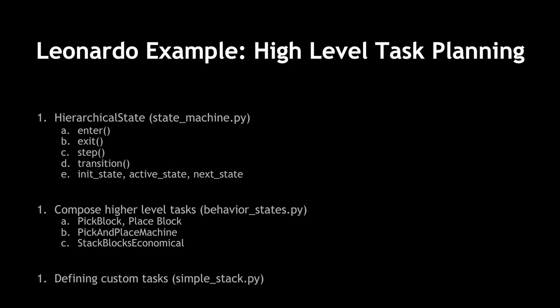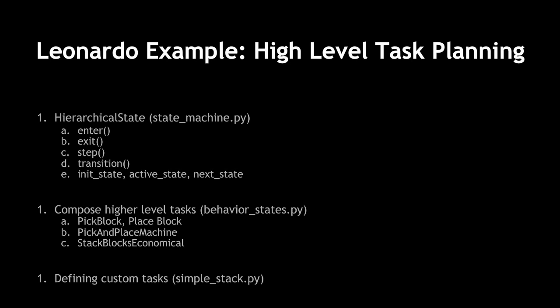But in this hierarchical state machine, you have a function that is called whenever you enter a state, exit a state. Every single frame as you step through that state, there's a transition function where you can check to see if you're ready to move on to the next state. And then as part of this, you can provide additional hierarchical states. So init state is the state that you start at, active state is the current active state, and the next state will be the next hierarchical state that you want to transition into once the transition condition is met.